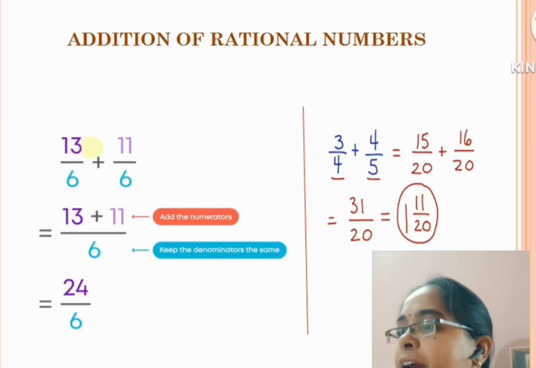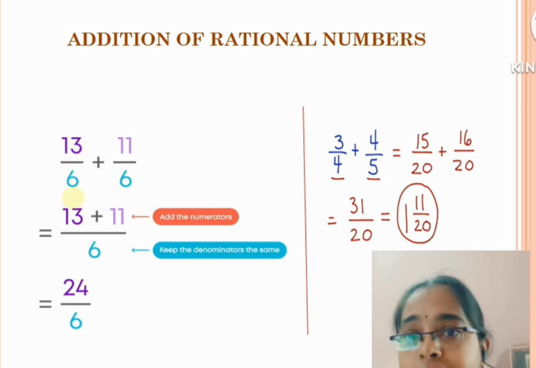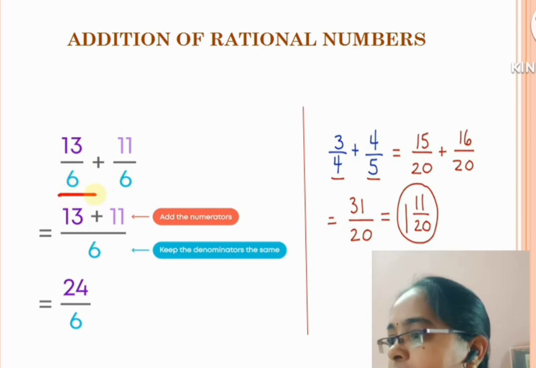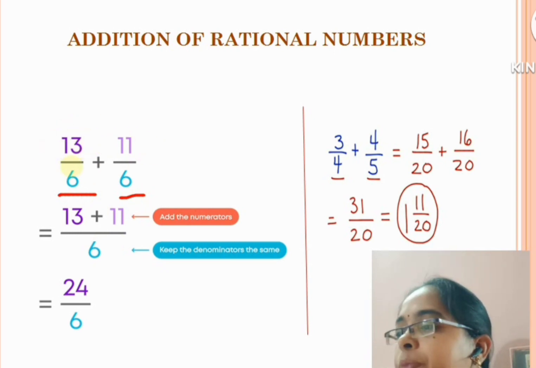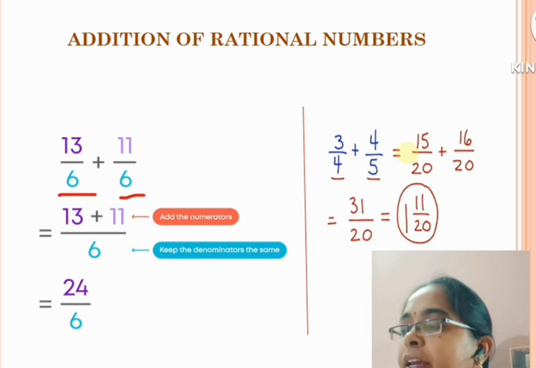So now see how to add rational numbers. We simply add the numerators of the given rational numbers if the denominators are the same. Keep this point in mind: only if the denominators are the same, we add the numerators. So here we have 13 by 6 and 11 by 6. In both rational numbers, the denominator is 6, the same. So I simply add 13 and 11, so I get 24, and give the same denominator for the answer also.